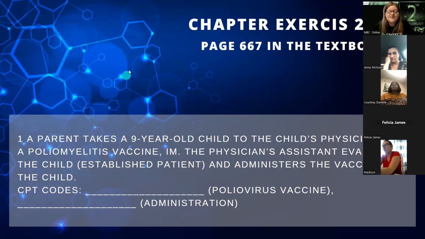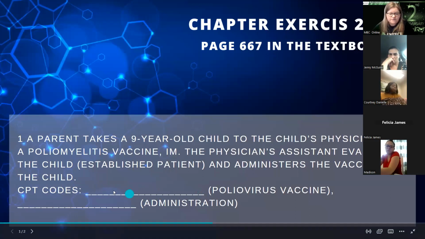That's awesome. Okay, so let's look at our first example. And this is going to be, again, page 666, 26-1. A parent takes a 9-year-old child to the child's physician for a poliomyelitis vaccine, IM. The physician's assistant evaluates the child. They are an established patient and administers the vaccine to the child. What CPT codes? And it even spells it out for you. You're going to have one for said vaccine, and then you're going to have one for the administration of said vaccine.